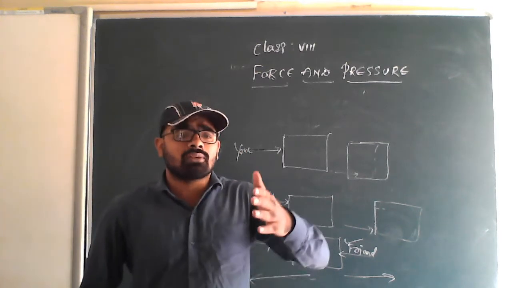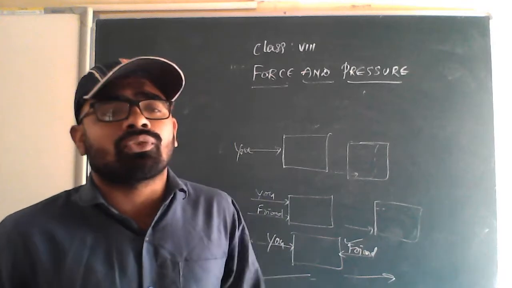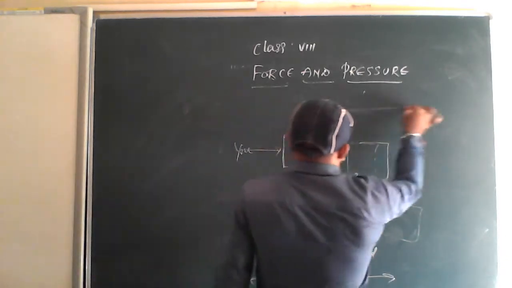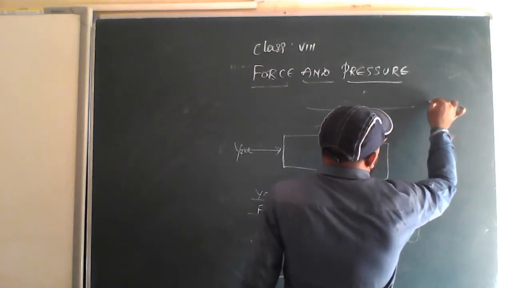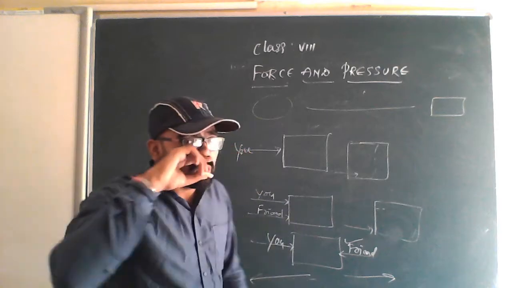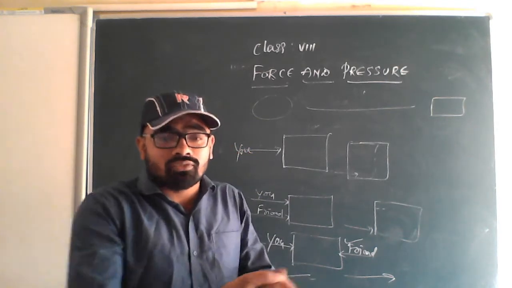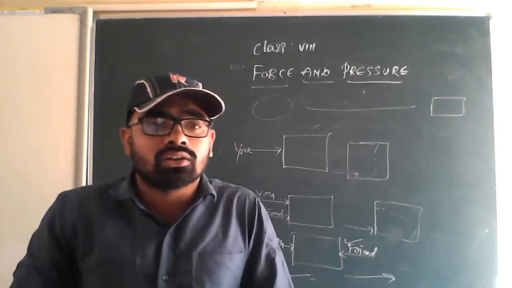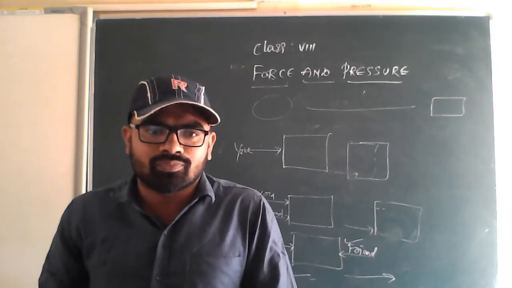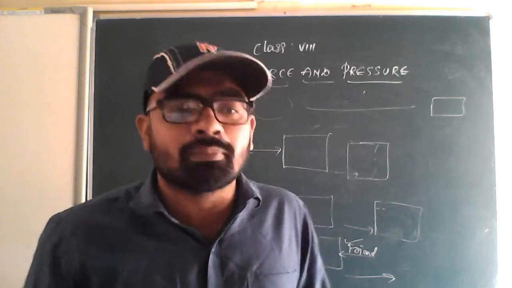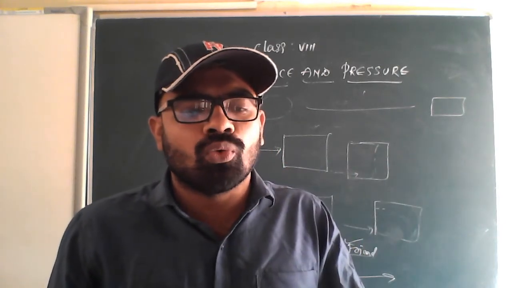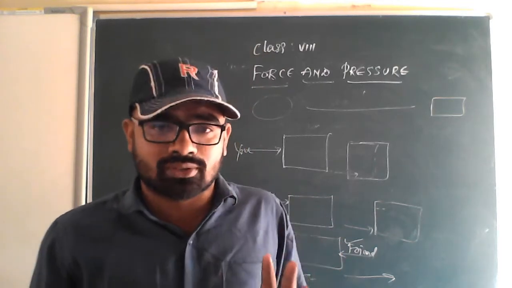So what happens: some of your friends, there will be two groups. One group here and another group here. What they will do is move the rope to their side. If you see page number 130, figure 11.5, the rope may not move if the two teams pull with equal force.